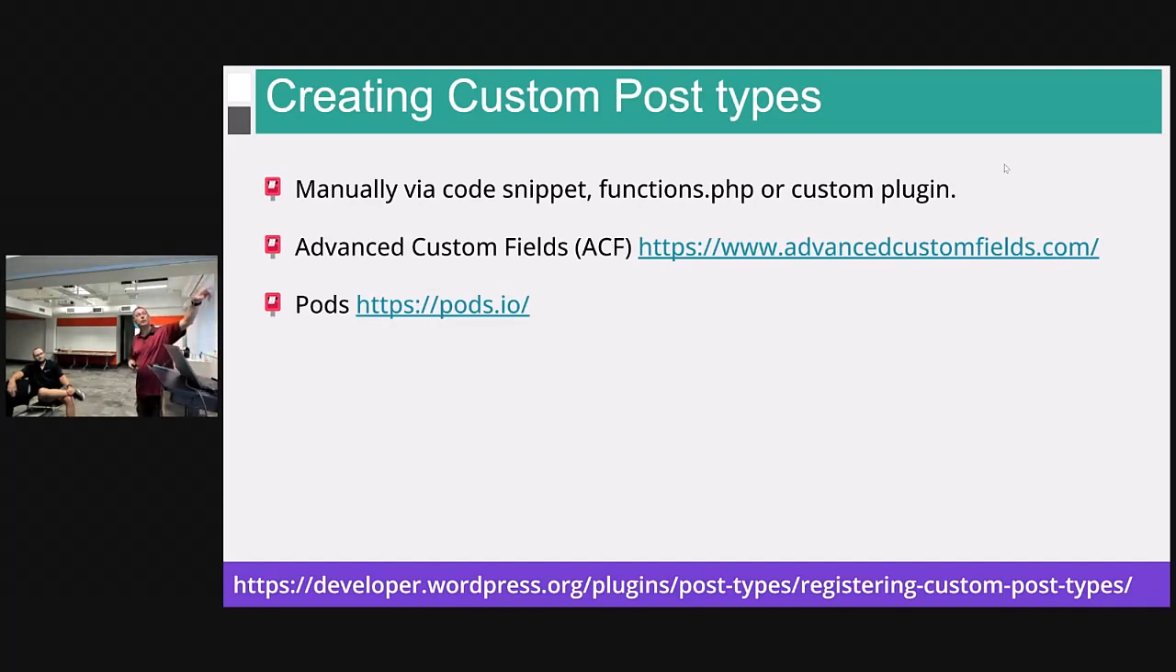But two easier ways. One is advanced custom fields. It comes with post types and taxonomies, so it allows you to create them without having to do any code. And there's a plugin called Pods, which does the same. So it's your user interface. It just allows you to type in what the post type is, select some options, and then you can manage the custom taxonomies as well with those. So a good couple of things to look at if you're looking to extend WordPress that way.